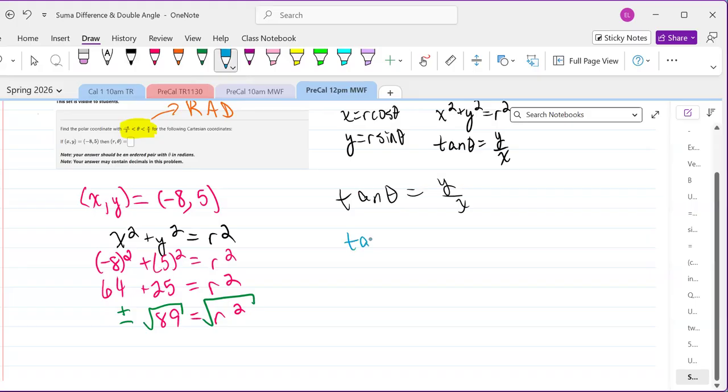So I have the tangent of theta equals, and then I'm going to leave some space. The y value is 5 over the x value is -8. Now to get theta by itself, I have to undo the tangent function. And that undo is inverse tangent. So I'm going to inverse tangent both sides. And now I have theta equals, and then I'm going to crunch that on the calculator.